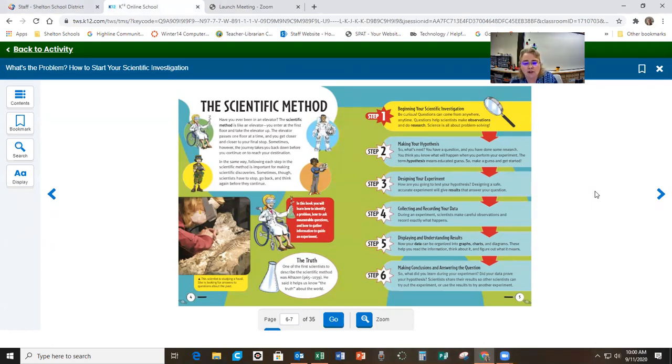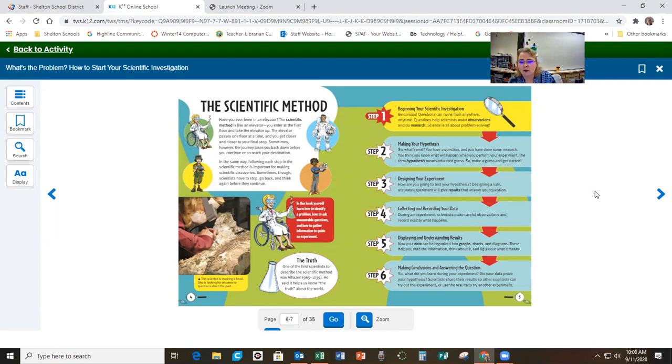In this book, you will learn how to identify a problem, how to ask measurable questions, and how to gather information to guide an experiment. Step 1, beginning your scientific investigation. Be curious. Questions can come from anywhere, anytime. Questions help scientists make observations and do research. Science is all about problem solving.